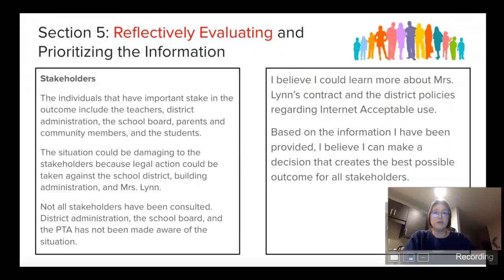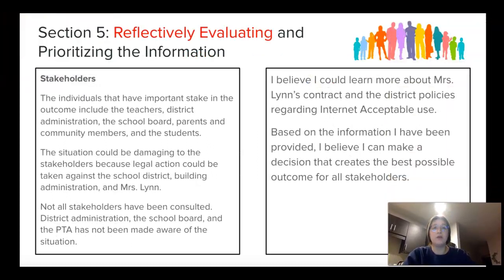So Section 5 focuses on reflectively evaluating and prioritizing the information. So a little bit about the stakeholders. The individuals that have important stake in the outcome include the teachers, district administration, the school board, parents, community members, and the students. The situation could be damaging to the stakeholders because legal action could be taken against the school district, building administration, and Mrs. Lynn.